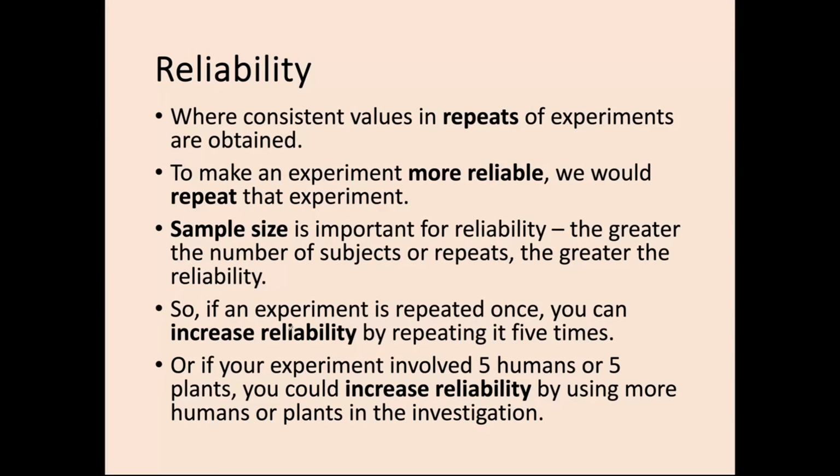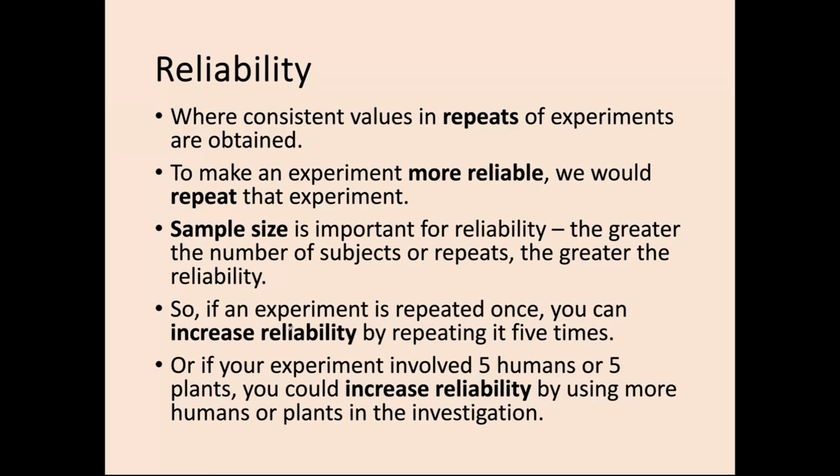So the line that you need to know for your National 5 exam, and it's not as straightforward as this in reality, but for the sake of the National 5 exam, when it asks you how you could increase the reliability of an experiment, it's usually asking you to say something like, to make an experiment more reliable, we would repeat the experiment, or repeat the investigation, depending on what it says in the question. So that's what they're looking for most of the time for this type of question.